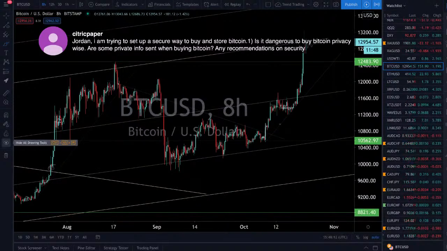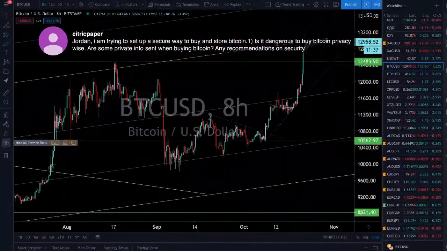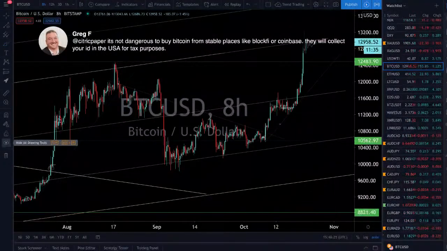So, this is a good question over here. Right, Greg, I'm going to go with both. First of all, it's not dangerous to buy Bitcoin from BlockFi or Coinbase, right? And of course, on any investment you make, you have to pay taxes. That's the way it goes.